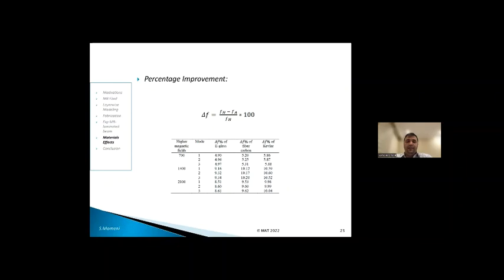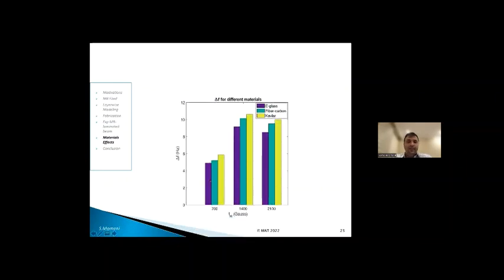In the next slide, this graph shows this phenomenon: delta F of the Kevlar is much bigger than the fiber carbon, and the e-glass material has the lowest amount of delta F, or natural frequency change, in this slide.